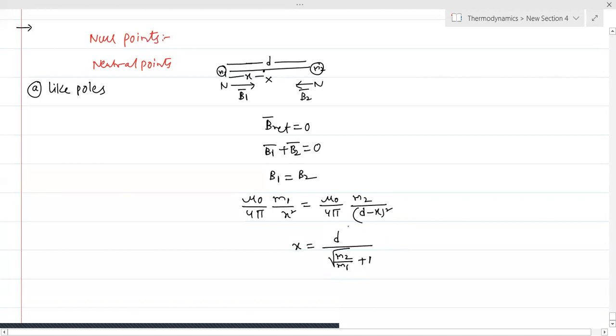1. But there is an easy technique to solve this, which I will tell you. So for like poles, what do we write for a pole? B equals mu naught by 4 pi into m by d squared. So at the poles, the magnetic fields are opposite. Therefore B is constant. Of course, the magnitudes are the same. So when the magnitudes are the same, simply we have the relation d is proportional to root of pole strength.